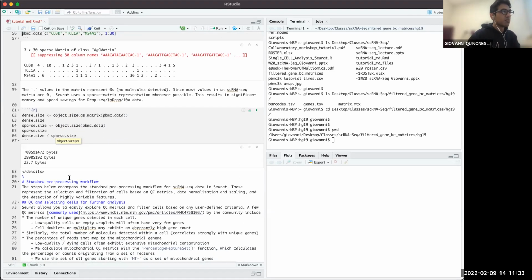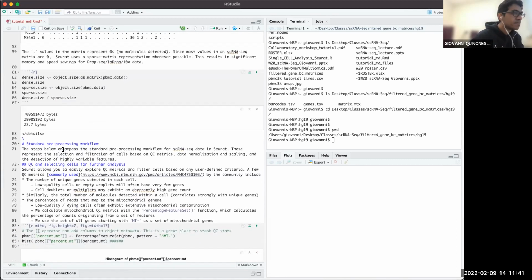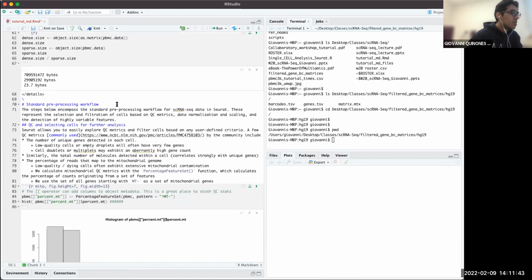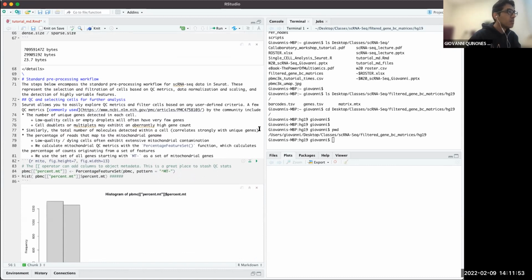Like I mentioned, this is a quick side note, just to show you the advantage of the format that they chose in order to represent the matrix. Is there any question so far? Okay.